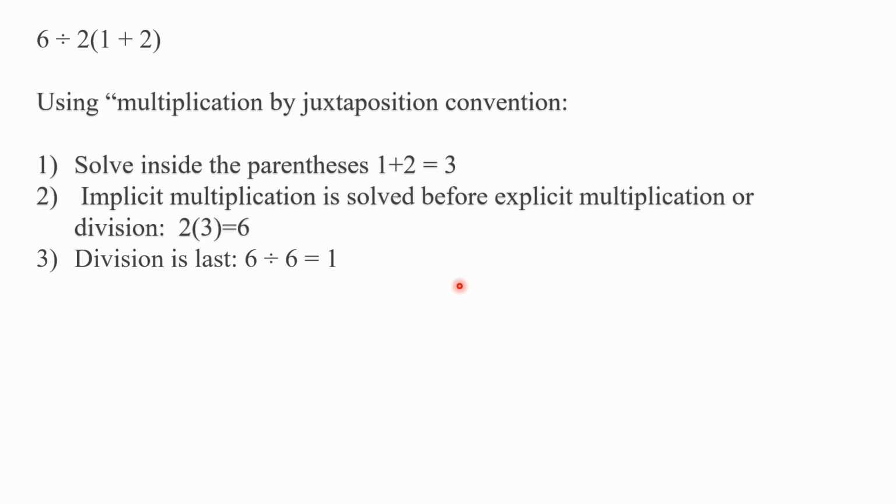Now, if you're using multiplication by juxtaposition and you're giving priority, then you would solve inside the parentheses first. That's the same as before. 1 plus 2 is 3. But now implicit multiplication is solved before your explicit multiplication or your division in this case. So you would actually have 2 times 3 is 6. Then your division would be last. 6 divided by 6 equals 1.